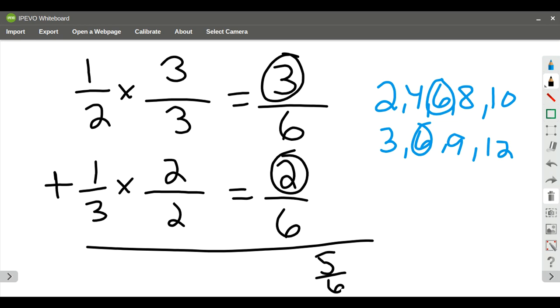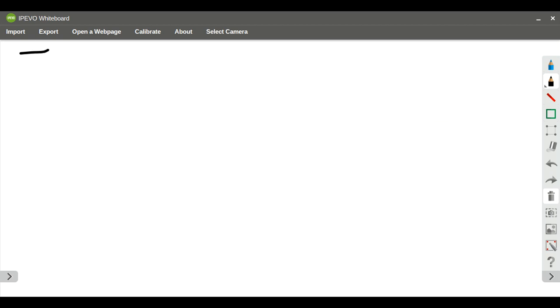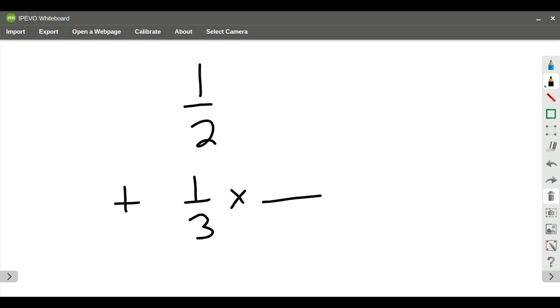It says, in the example above, would you get the same sum if I used 12 as the common denominator? So we'll just remember that I got 5/6 as my answer. And so now what I'm looking at is I have 1/2 and I'm adding that to 1/3. And my common denominator is going to be 12.